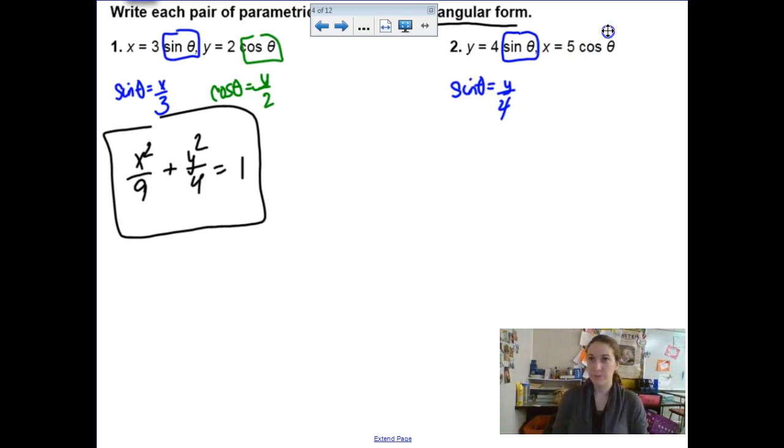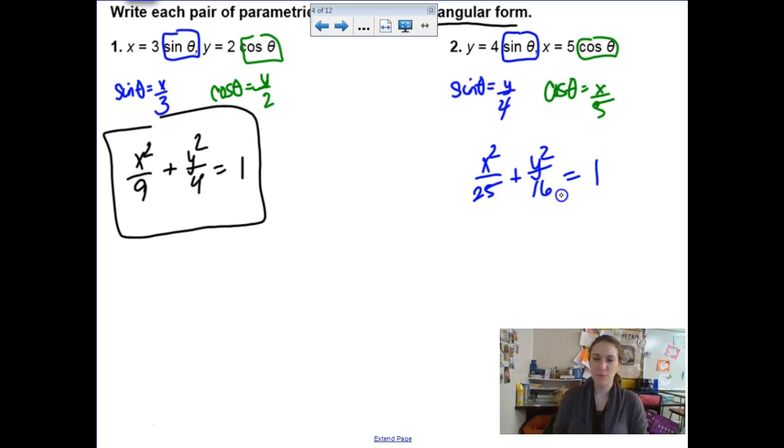And cosine would be x over 5. What a fun way to end our unit on conics. Alright, so Pythagorean triple, cosine squared plus sine squared, any order, does not matter. I'm going to put the larger axis, the major axis, first. So that gives us x squared over 25 plus y squared over 16 equals 1.